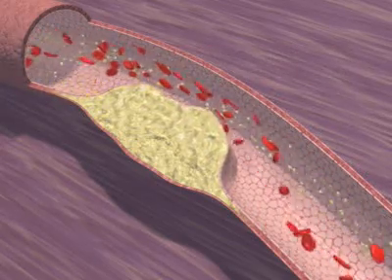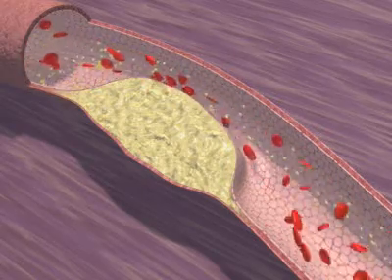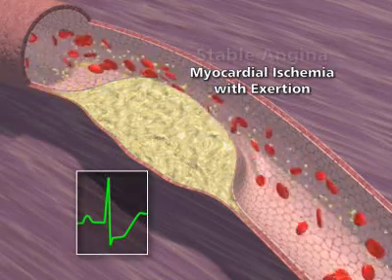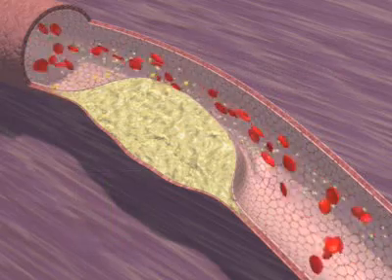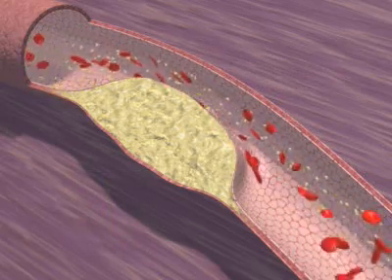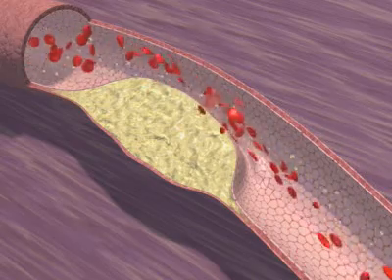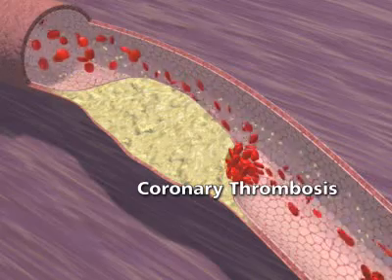A plaque can enlarge to the point that the blood flow is compromised. The patient may have chest pain, but only with exertion. This syndrome is known as stable angina and is not a clinical emergency. Such a patient is still at risk for an acute life-threatening event because a plaque can suddenly rupture, causing clotting of the artery, known as coronary thrombosis.